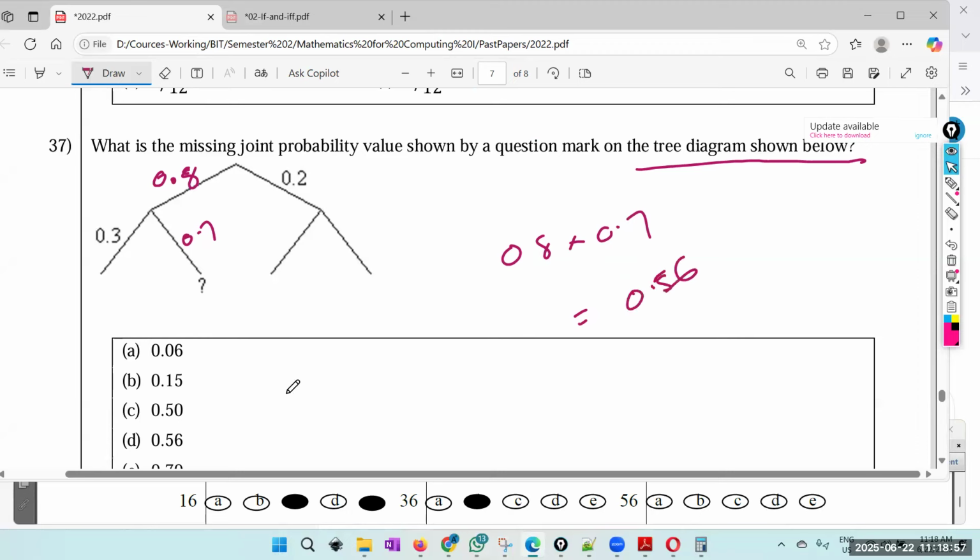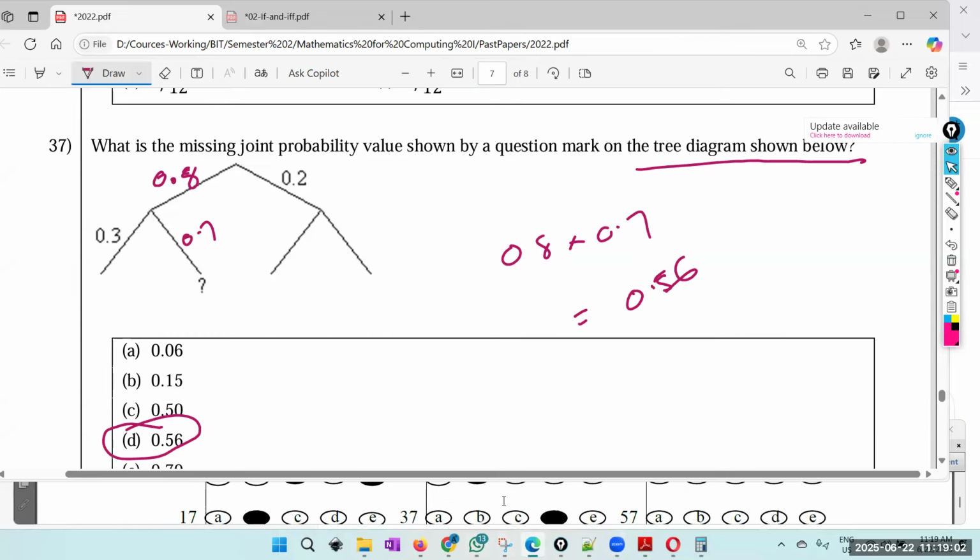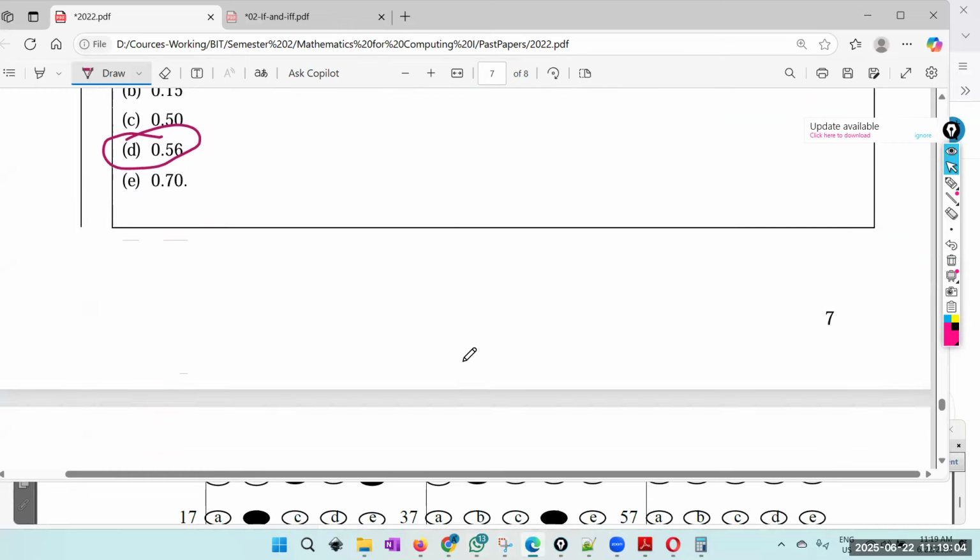The answer is D. It's a common question, okay?